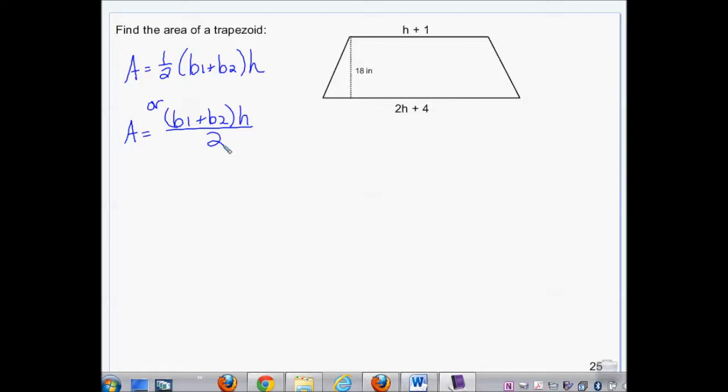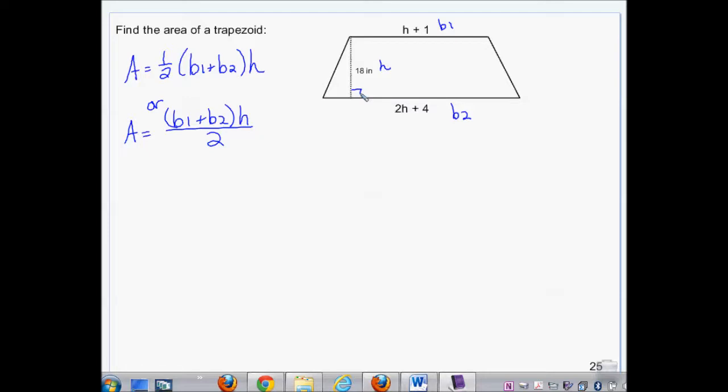So, the bases are the two parallel sides. So this would be B1, and this would be B2. So the two parallel sides are the bases. And then the height is, well, the height, and it's always going to be at a 90-degree angle to one of the bases. So the flat bits are the bases.